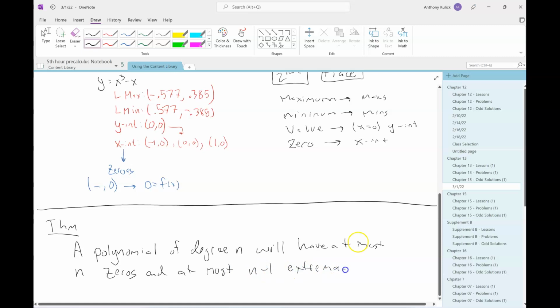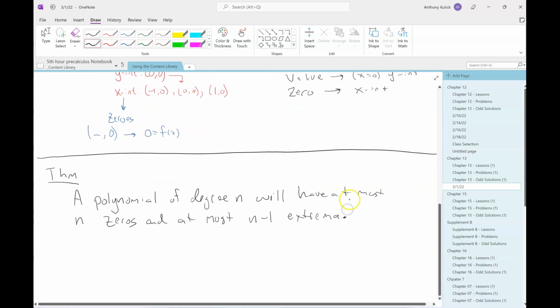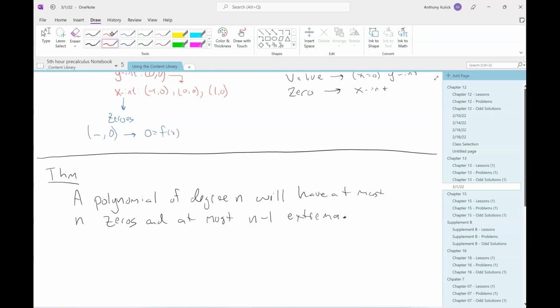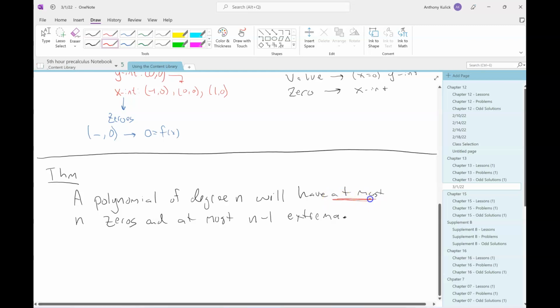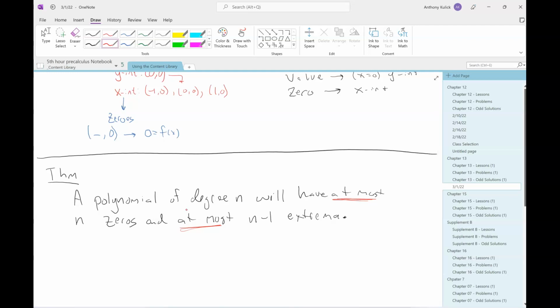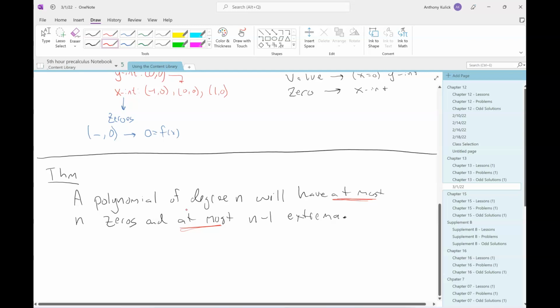But it does tell us that a solution can be found. This corollary gives us a little bit more indication. It says that a polynomial of degree n will have at most n zeros and at most n minus 1 extrema. So key here is at most. So does that mean it'll have exactly that many? It could, but it could also have less, right?